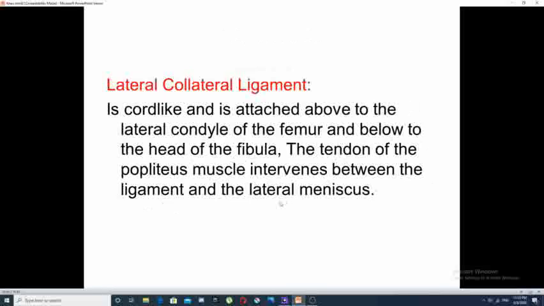The second ligament is the lateral collateral ligament. It is cord-like and is attached above to the lateral condyle of the femur and below to the head of the fibula. The tendon of the popliteus muscle intervenes between the lateral ligament and the lateral meniscus.